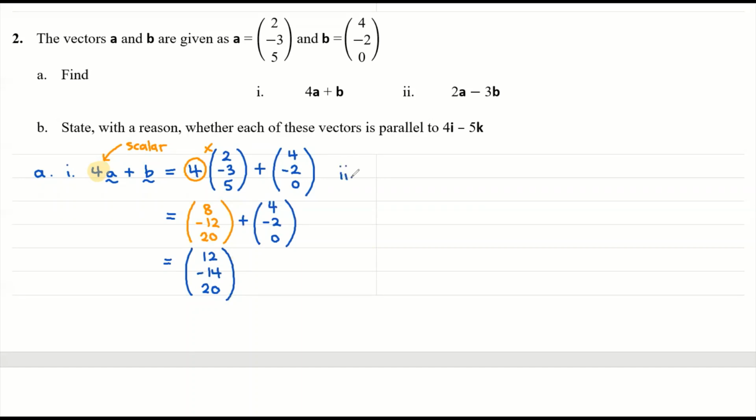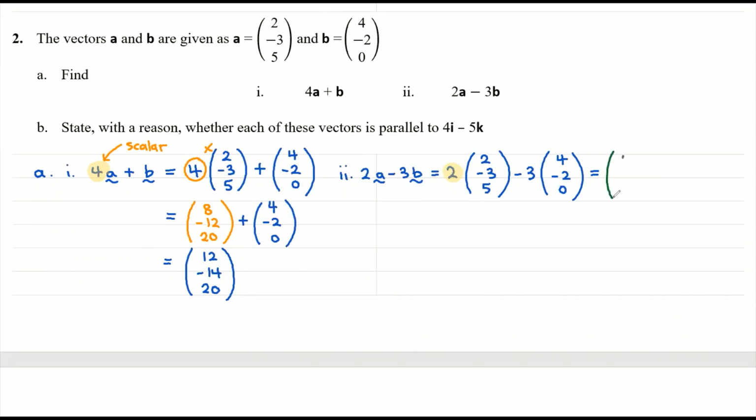Now for part ii, it's exactly the same process. So we need 2a subtract 3b now. So 2a subtract 3b. Well, we plug in the numbers again. This is 2 lots of a. That's 2, -3, and 5. Subtract 3 lots of b. So 4, -2, and 0. So this time we've got to multiply both a and b by scalars in this instance. So firstly, let's look at the 2 multiplied by the a. Okay, and we'll just write what we get there.